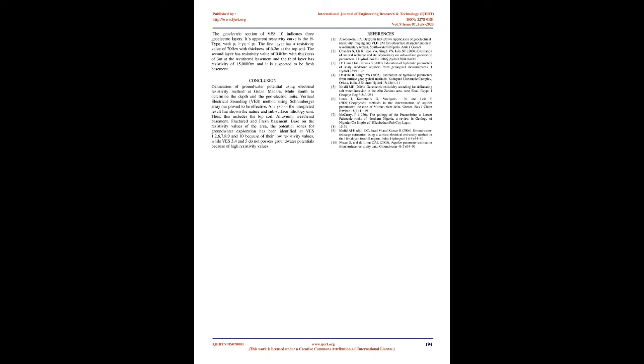The geoelectric section of VES9 indicates 3 geoelectric layers. Its apparent resistivity curve is the H-type, with layers 1, 2, 3. The first layer has a resistivity value of 500 Ωm with a thickness of 0.9 m at the topsoil. The second layer has a resistivity value of 12 Ωm with a thickness of 15.1 m at the alluvium/overburden. The third layer has a resistivity of greater than 100,000 Ωm, and it is suspected to be fresh basement.